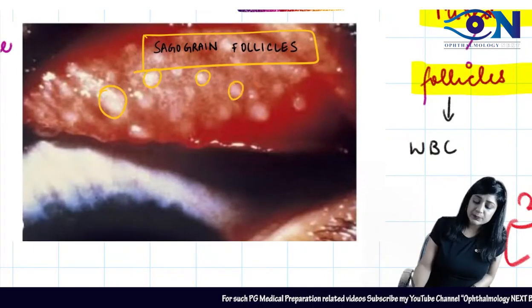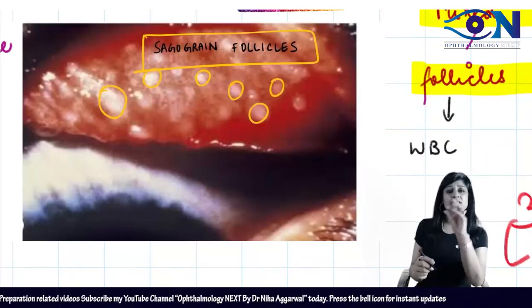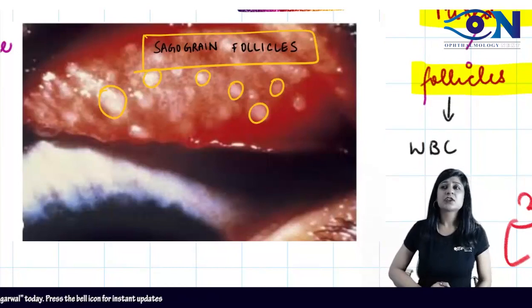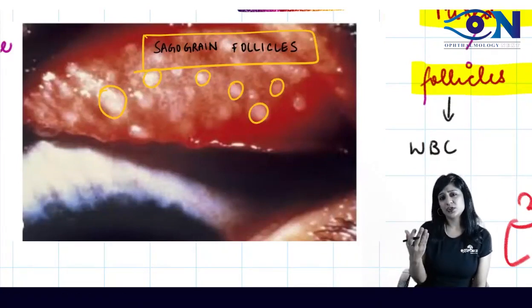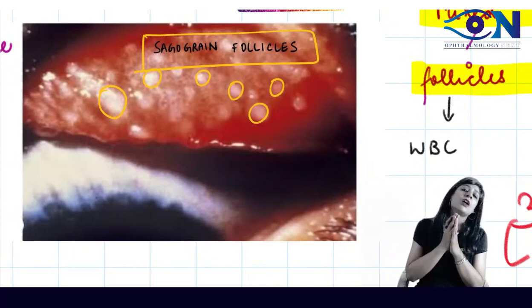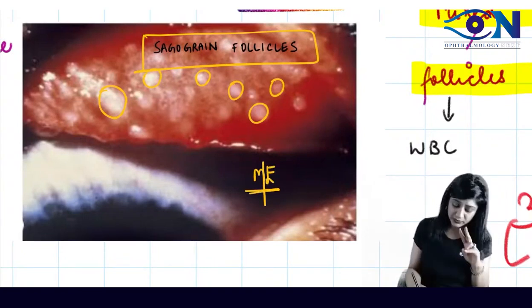You are seeing this pearly white color. These pearly white small follicles that you are getting are called sago grain follicles. Sometimes you have confusion whether or not these are sago grain follicles. Then what we can do is microscopy. When you do the microscopy, you will get two things.